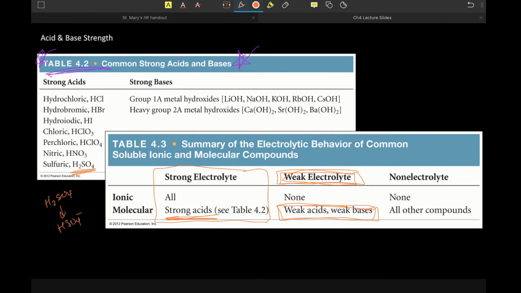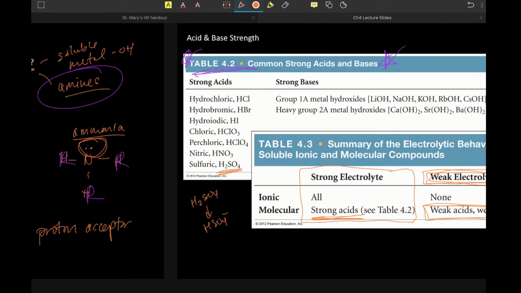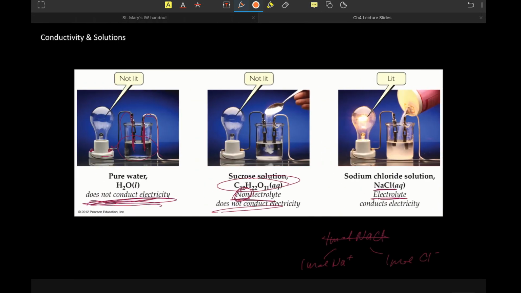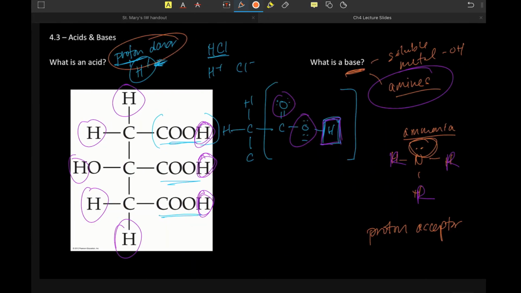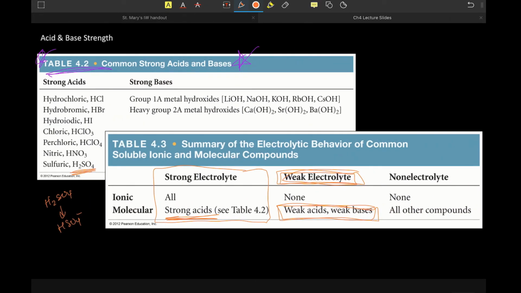Yes, weak acids and weak bases make up our weak electrolytes, which means that if we go back to that picture right here, there's actually something in between here that would be our weak, right? Wherein it wouldn't be as bright as something like sodium chloride, but it also wouldn't be off. Yes, there is a land in between where we could differentiate that this is a weak electrolyte, because the light bulb would turn on, but not as brightly, okay?